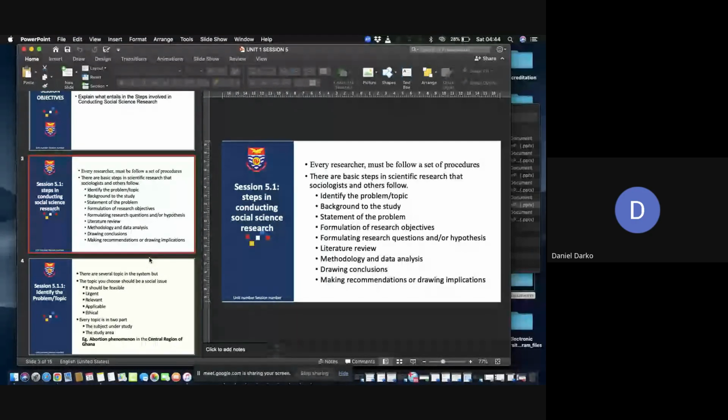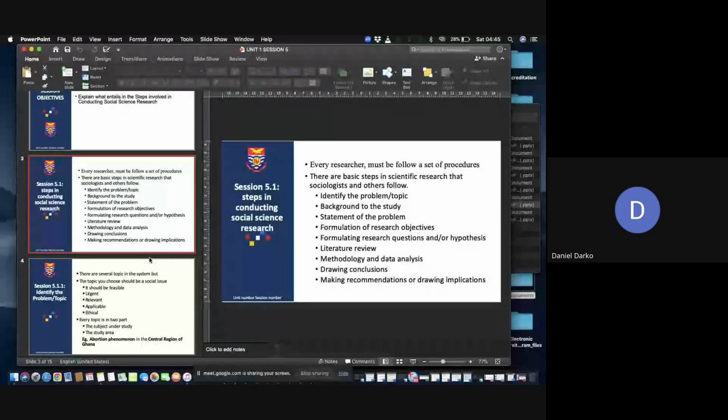The fourth is formulating research objectives. Then formulate research questions or hypotheses. Normally, when you are doing quantitative research, you are advised to state hypotheses. Right? It's appropriate to state hypotheses. But if you are doing qualitative, then you can ignore the hypothesis and just state research questions.